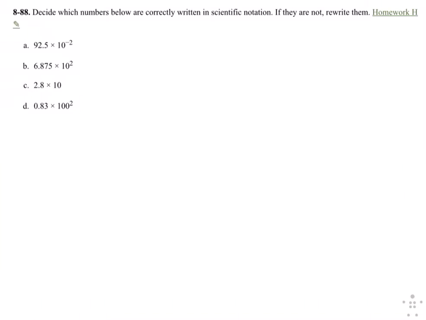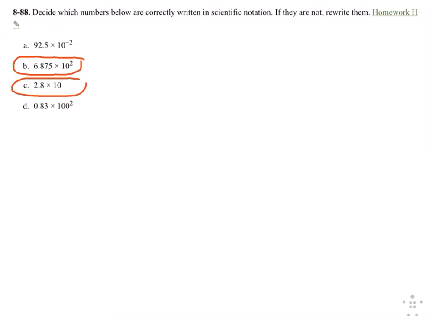So the first one is not, because the first number is 92, and that's greater than 10. The second one is, it meets all the characteristics. That one is in scientific notation. And the third one is 2.8 times 10 to the first. Although not a good use of scientific notation, it's still written in scientific notation.